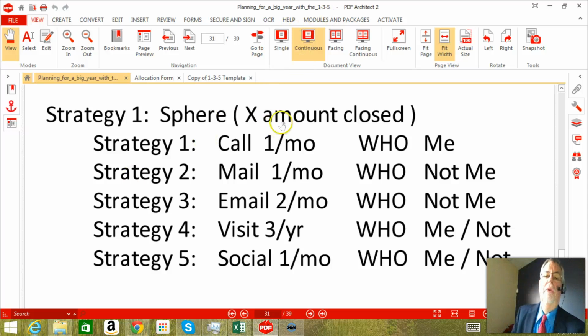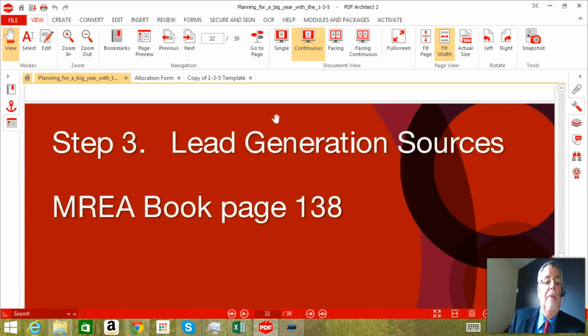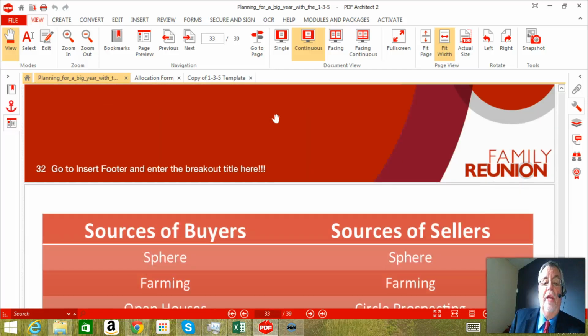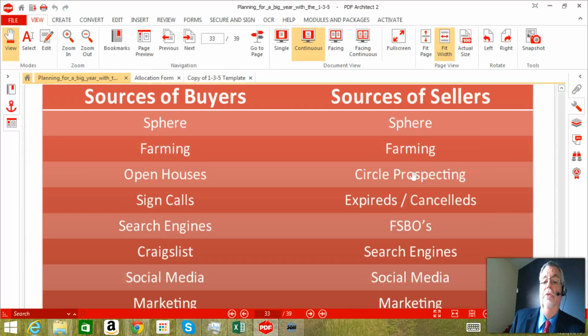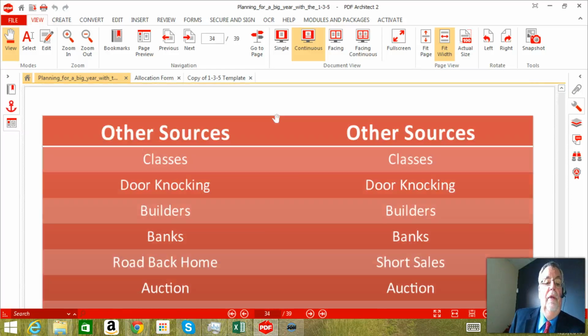The idea is that if you want to make $96 an hour, you can't be doing $15 an hour work. Right? Or you just have to work many hours. So the MREA book on page 138 has a list of all these different sources, some of which are on that other list.